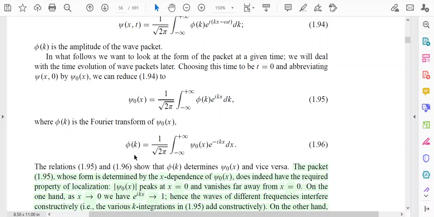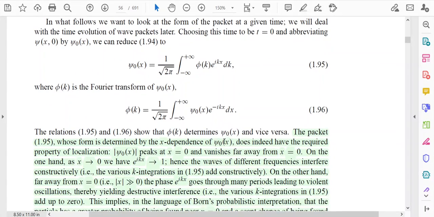We can write phi(k) equal to 1 by root 2 pi, integral from minus infinity to plus infinity, psi_0(x) e to the power minus ikx dx. These two relations, 1.95 and 1.96, show that phi(k) determines psi_0(x) and vice versa. That means we can determine phi(k) from psi_0(x), and we can also determine psi_0(x) from phi(k).